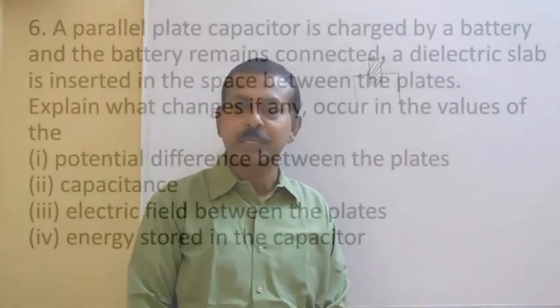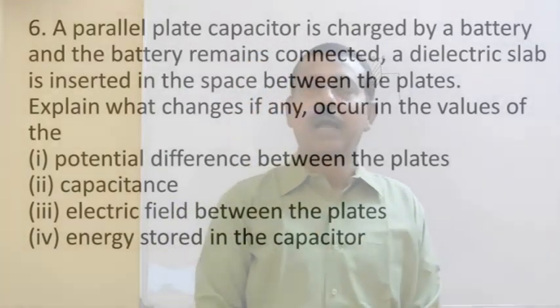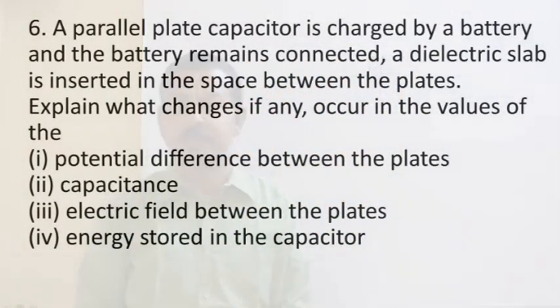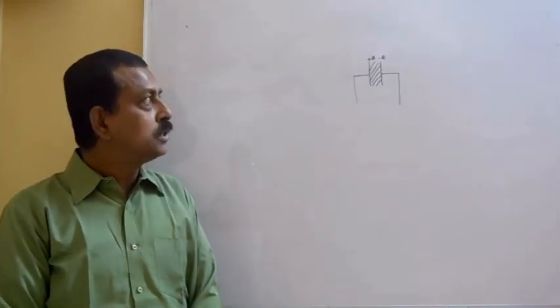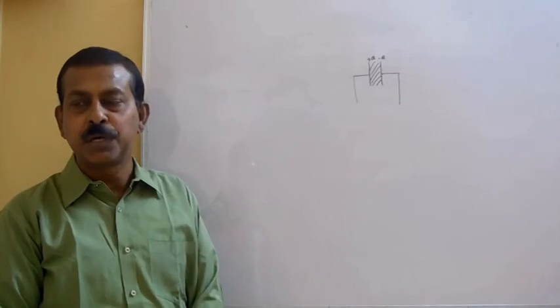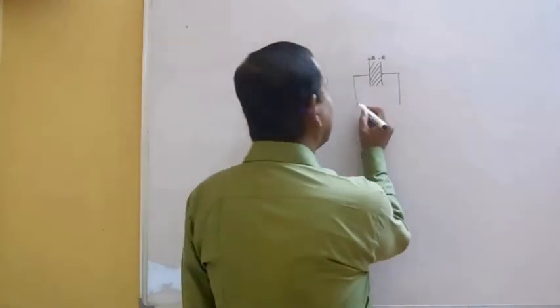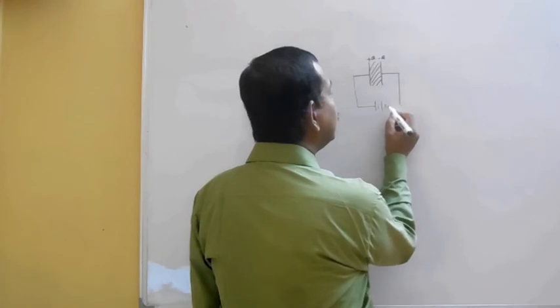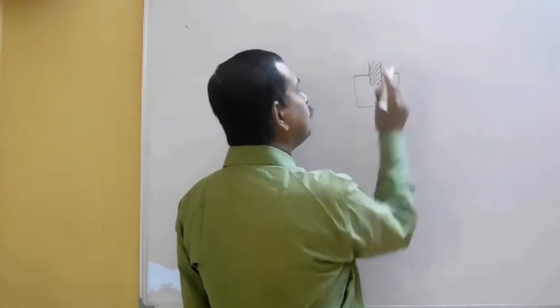Next question. A parallel plate capacitor is charged by a battery and the battery remains connected. A dielectric slab is inserted in the space between the plates. Explain what changes, if any, occur in the value of the potential difference between the plates, capacitance, electric field between the plates, and energy stored in the capacitor. Now this question is similar to the previous one. The only difference is that in this case, the battery remains connected.